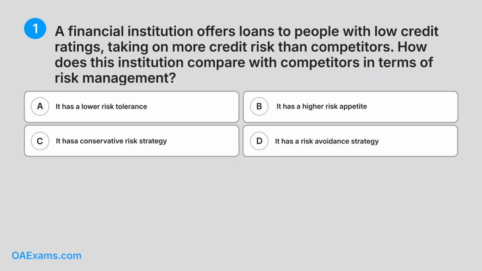1. A financial institution offers loans to people with low credit ratings, taking on more credit risk than competitors. How does this institution compare with competitors in terms of risk management? A. It has a lower risk tolerance. B. It has a higher risk appetite. C. It has a conservative risk strategy. D. It has a risk avoidance strategy. Do you know the answer?